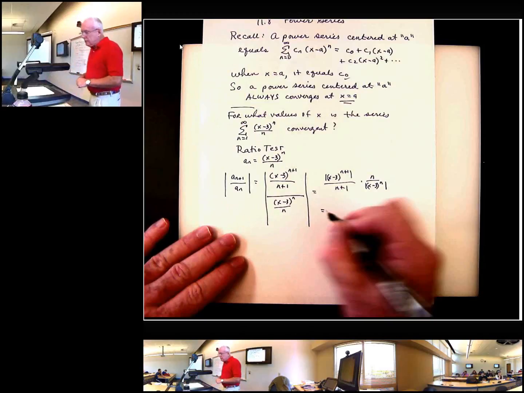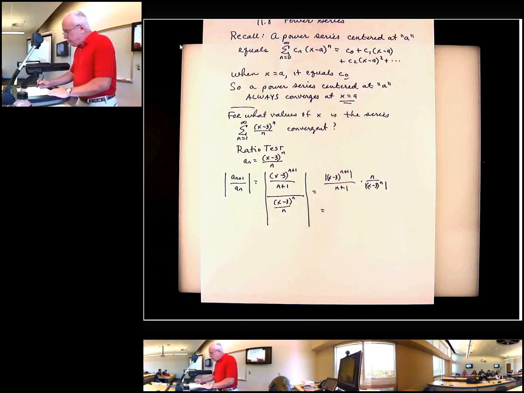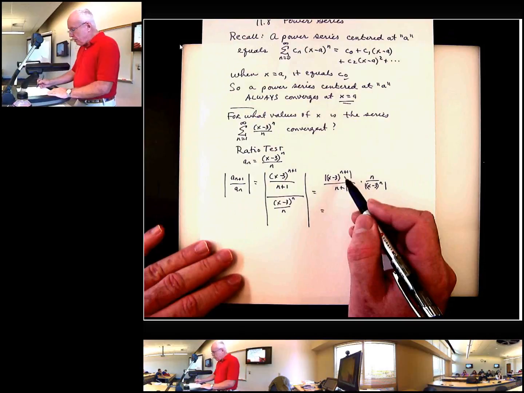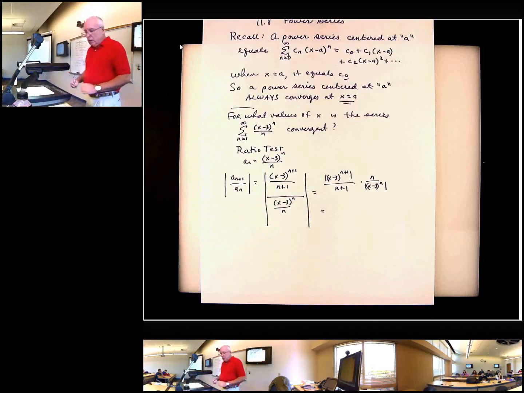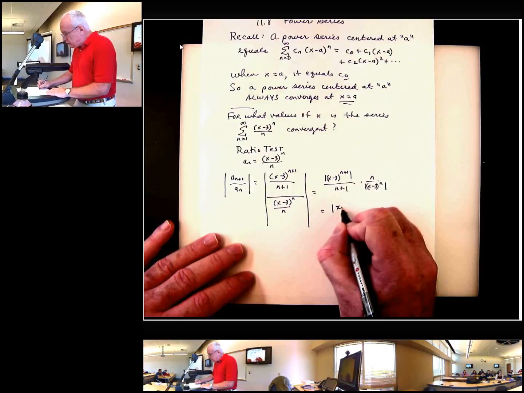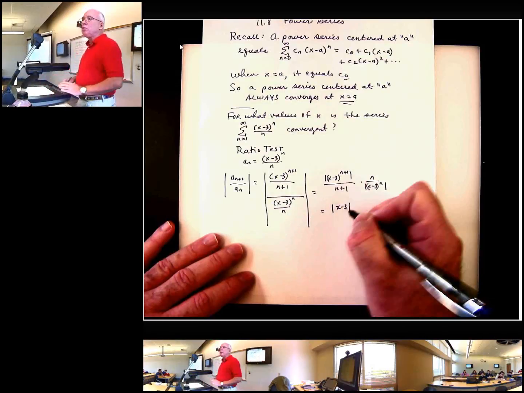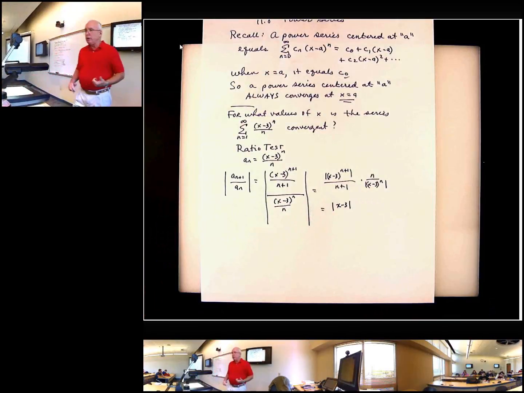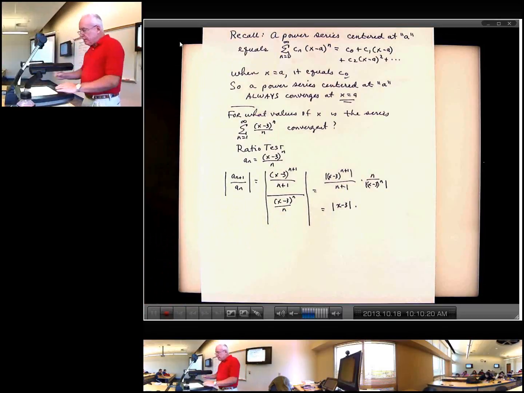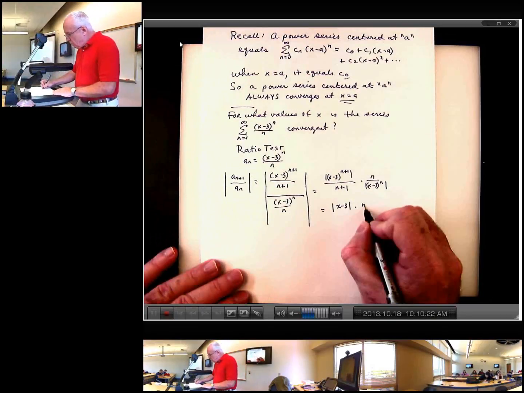All right, so let's simplify this. Notice now on the top we have n plus 1 as our exponent. On the bottom it's just n. So those will cancel out to where I just have an x minus 3 factor in the numerator. And then we still have an n over n plus 1.